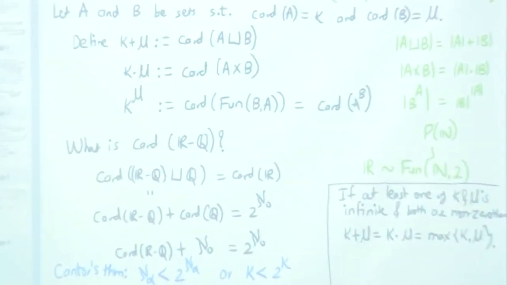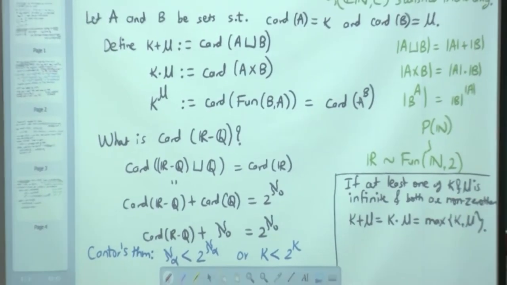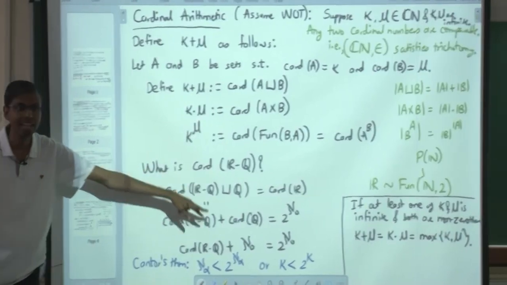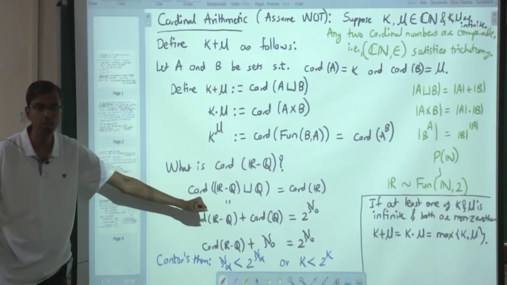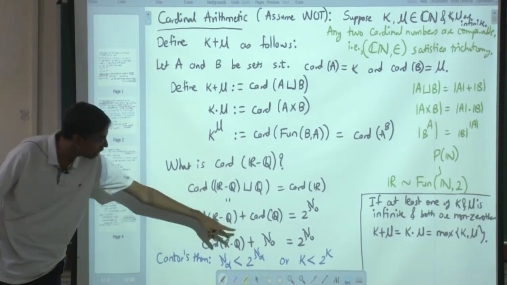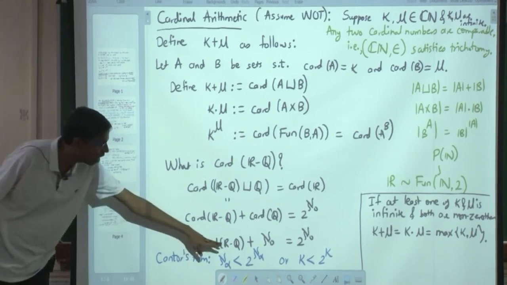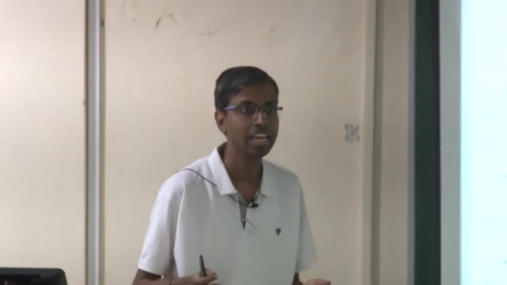Now, what can you say about the cardinality of R minus Q? Q and R minus Q are both infinite, so that comment applies. The cardinality of the sum of them is going to be their maximum. Now we already know aleph naught is less than 2 to the aleph naught by Cantor's theorem. Can the cardinality of R minus Q be less than 2 to the aleph naught? If it is strictly less, then the maximum of those two numbers is also strictly less than 2 to the aleph naught, which is a contradiction. And can it be bigger? Obviously not. If A is a subset of B, then the cardinality of A must be less than or equal to the cardinality of B.